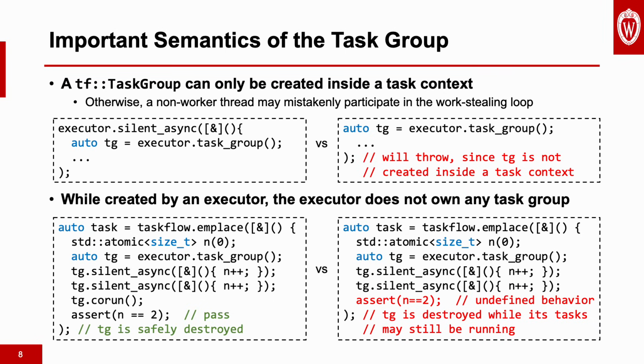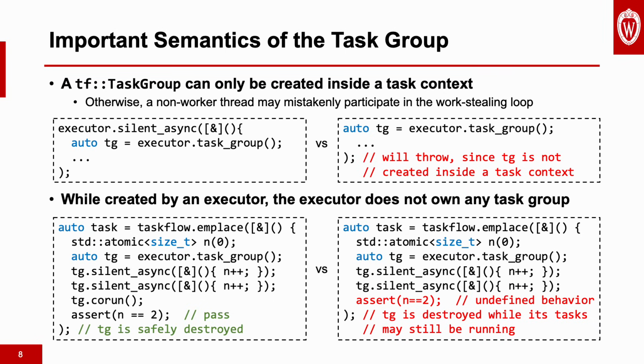It's important to understand a few semantic details of a task group so you can avoid misusing them. First, a tf::TaskGroup can only be created inside a task context. Otherwise, a non-worker thread may mistakenly participate in a work-stealing loop of an executor, which will result in undefined behavior. For example, in the code below, attempting to create a task group outside a task context will throw an exception.